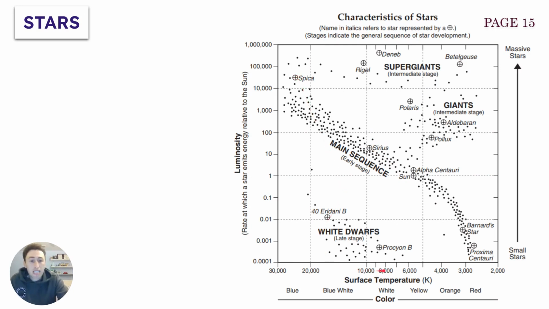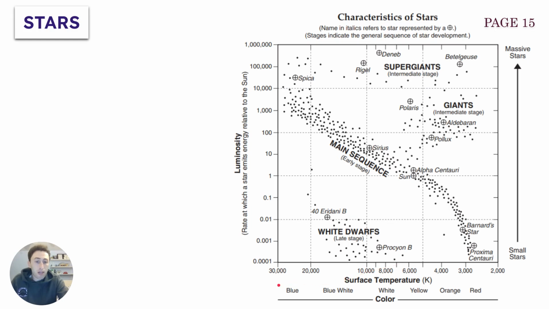The surface temperature is how hot that star is on the surface, so it's relative. These are relatively low temperature on the surface, and these are much higher. So Spica has a higher temperature. Betelgeuse has a lower surface temperature. These range from small stars to massive stars, so small is on the bottom, and then these stars are much more massive. They are much bigger than the other stars.